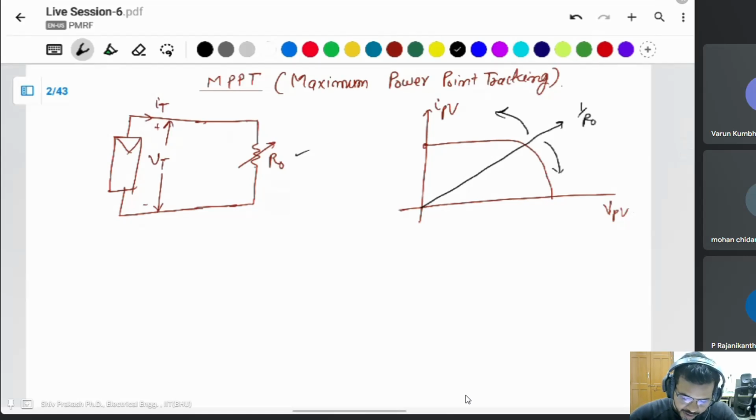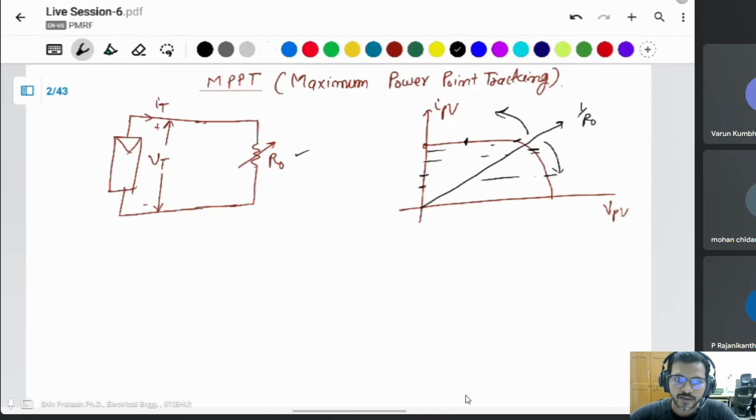But if you connect directly to R naught, it can deliver only the amount of current which is needed by the R naught, a constant current. It may be this amount of current, maybe this amount, like that. Voltage also varies according to the current, but you cannot get the maximum power from the PV panel.